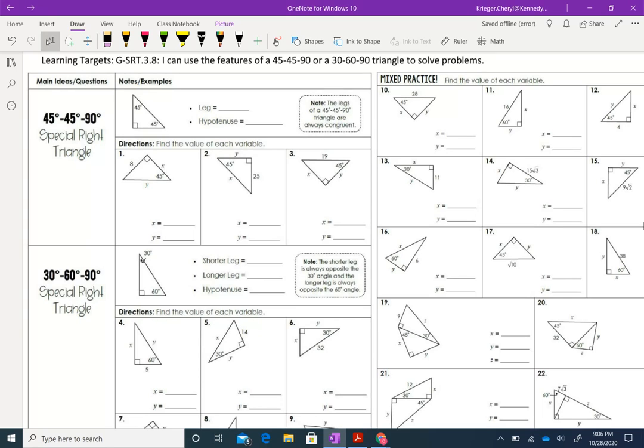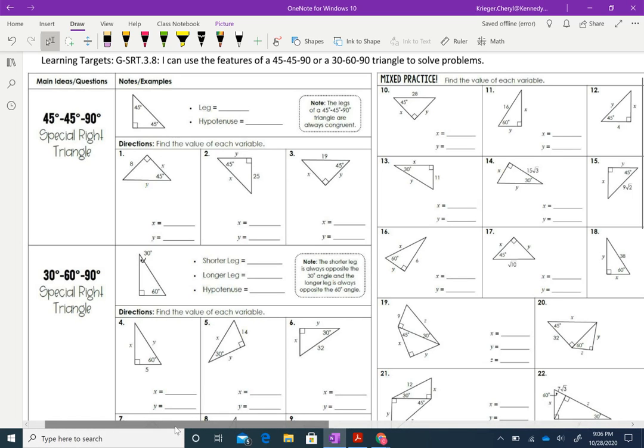The 45, 45, 90 and 30, 60, 90 right triangles are always on your EOC. This is actually a pretty difficult topic to learn, but easy once you've learned it. So just keep that in mind. Try not to get frustrated because I promise that you will learn it. And this is what I believe would be like a level 5 scorer. Like if you get these right, you're more likely to get a 5.